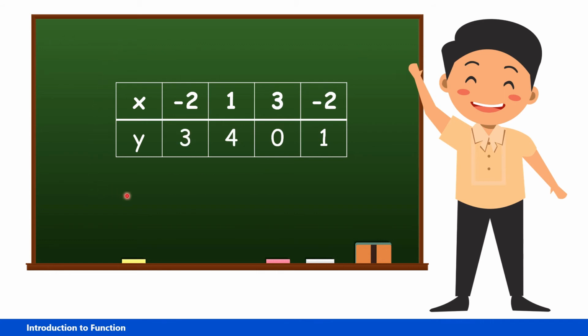Dumako tayo sa pangatlo nating table. Let us analyze the value of x. We have negative 2, we have 1, 3, and negative 2. So ano ang napansin natin sa values of x? Mayroon tayong dalawang negative 2. So our domain, the negative 2, corresponds to two values. Mayroon tayong 3 at mayroon tayong 1. Therefore, ang pangatlo nating table is not a function.